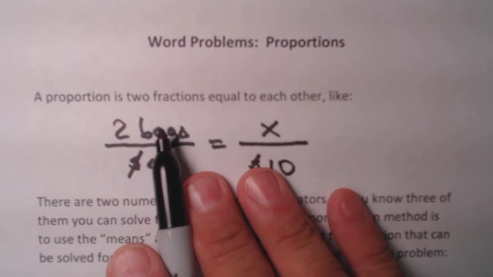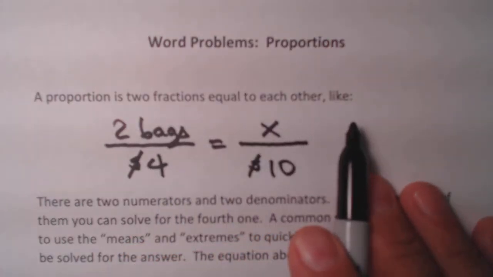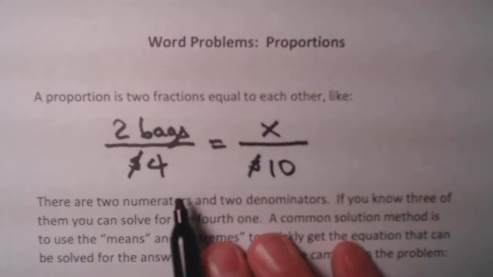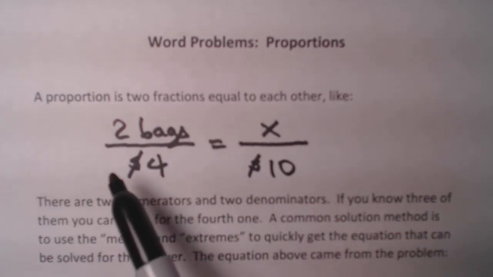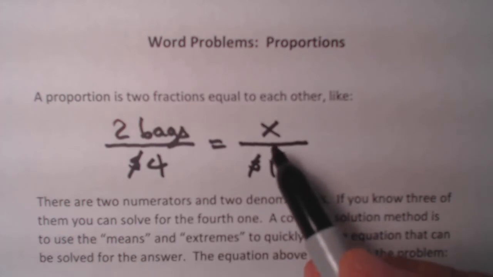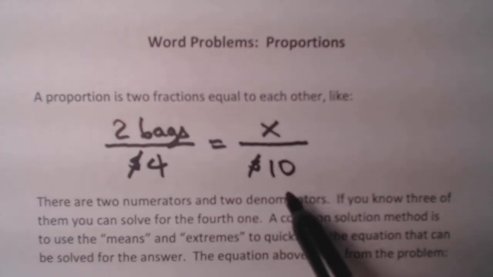Now, proportion is simply two fractions equal each other. Here's an example. I've got units in here. We'll talk about those in a moment. But 2 over 4 equals unknown over 10.